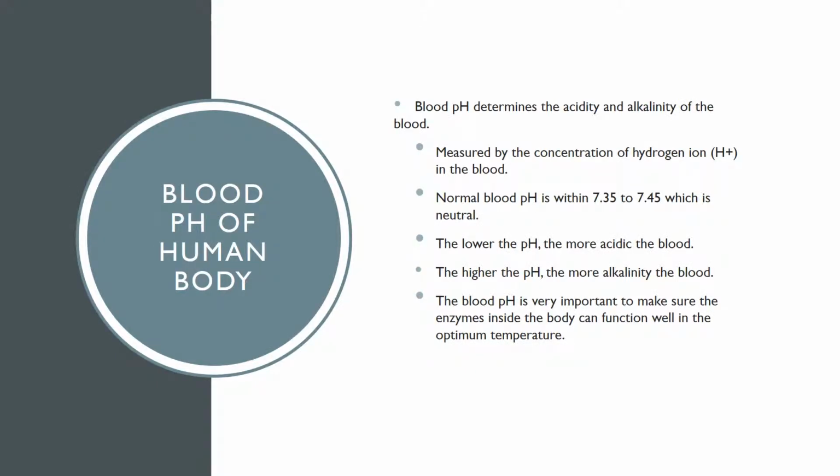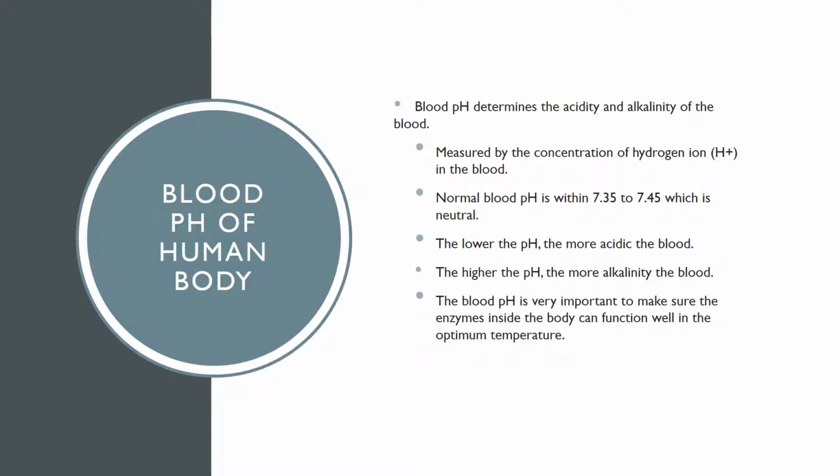The first question is about blood pH of the human body. Blood pH determines the acidity and alkalinity of the blood. It is measured by the concentration of hydrogen ion in the blood. Normal blood pH is within 7.35 to 7.45, which is neutral. The lower the pH, the more acidic the blood. Therefore, the higher the pH, the more alkaline the blood.